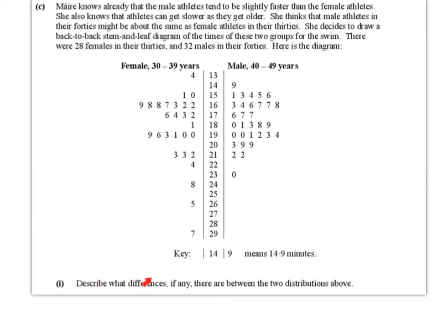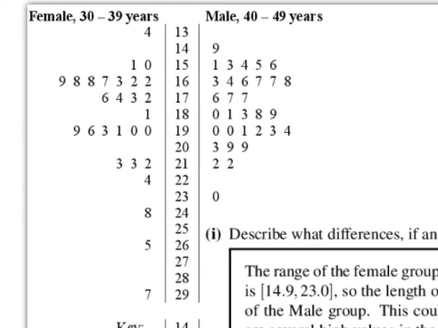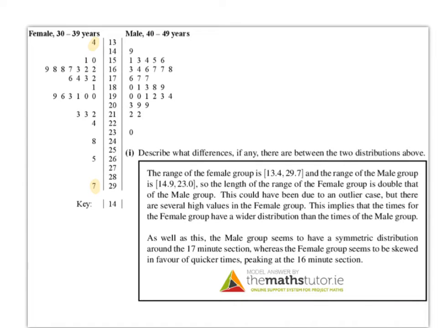1. Describe what differences, if any, there are between the two distributions above. So describe the differences between the female data and the male data. So the range of the female group is 13.4 to 29.7. So 13.4 minutes to 29.7 minutes is the range for the females.